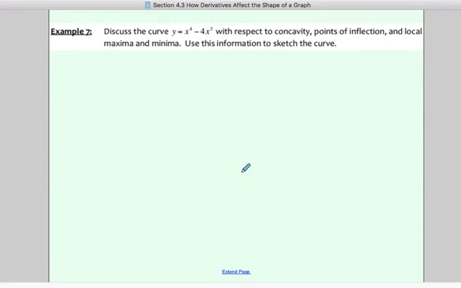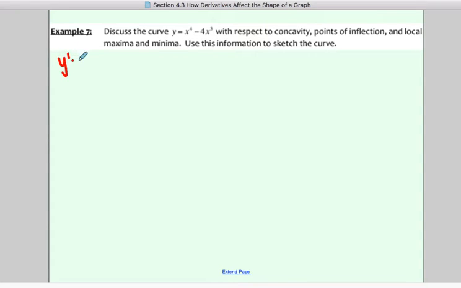All right, so I think this is our last example of today. We're going to discuss this curve with respect to concavity, points of inflection, and local max and minima. So many things. So let's start out with what we know. We know how to do increasing, decreasing, which is going to give us our critical points. So we're going to take our first derivative.